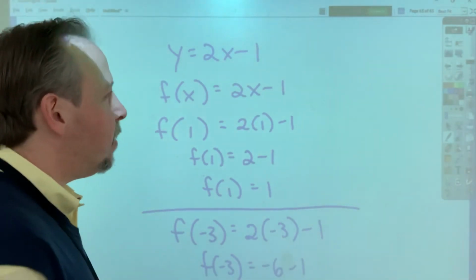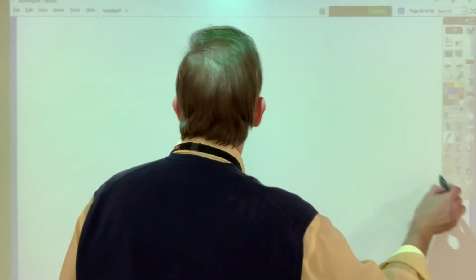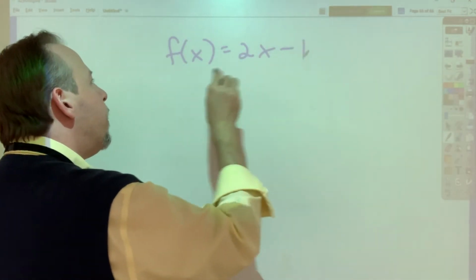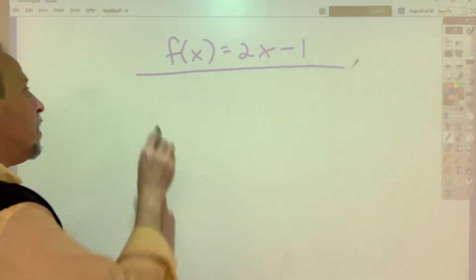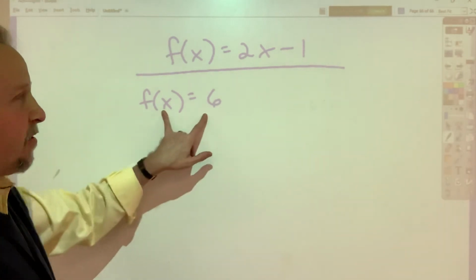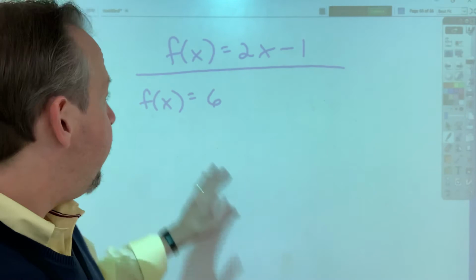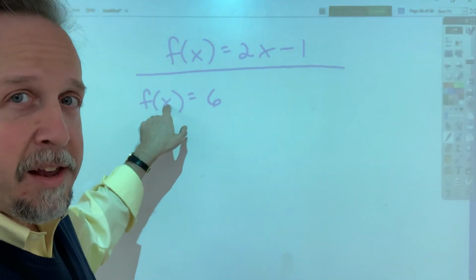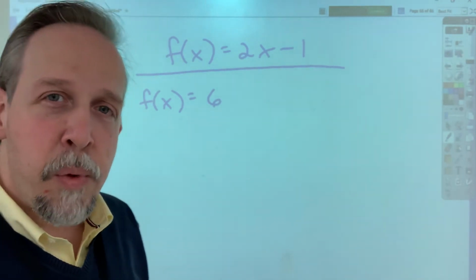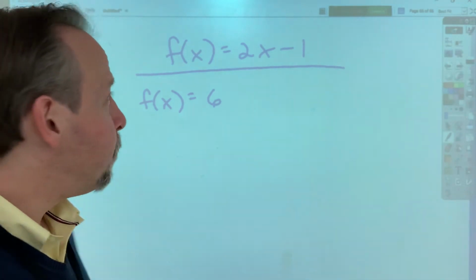Let's try one that's a little bit backwards from that. We'll stick with f of x equals 2x minus 1. But this is also a way we could be asked a question. Now this does not say the same thing as the previous examples. This is not telling you what to plug in. This is actually telling you what the output will be. So the question is, what input will get the output to be 6?